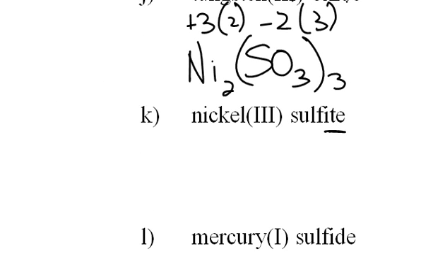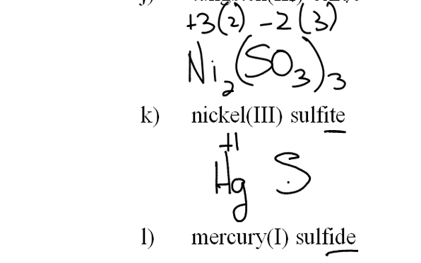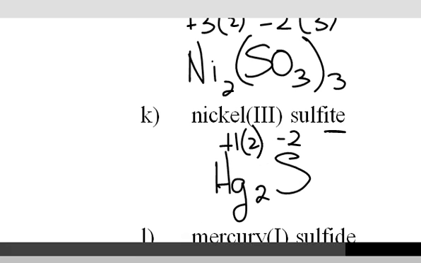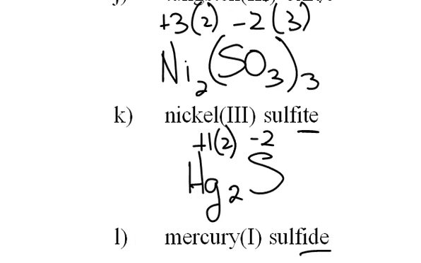Mercury 1 sulfide. Now sulfide means that we're looking at an element here. Mercury, in this case, has a +1 charge. Sulfide is sulfur, but it has a -2 charge, so that means we need 2 of those mercuries. Okay, so Hg2S.